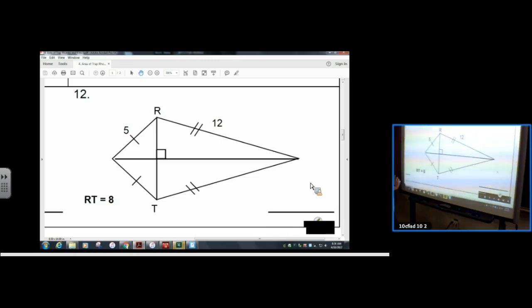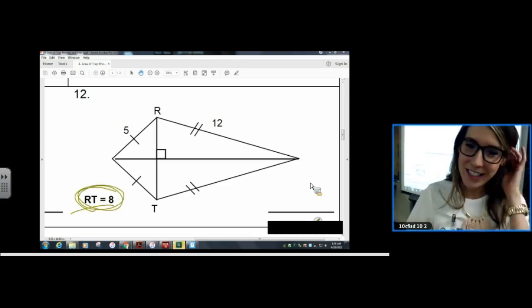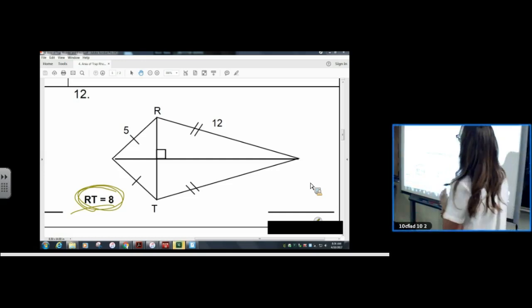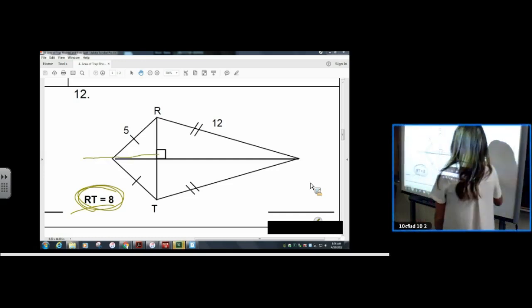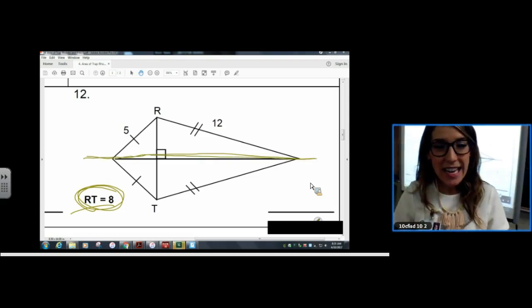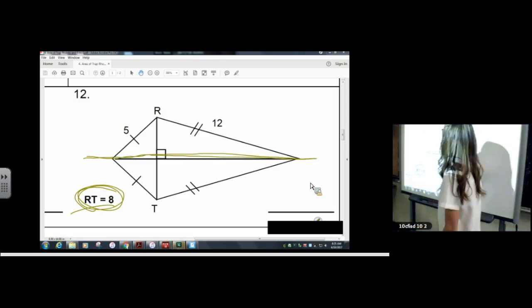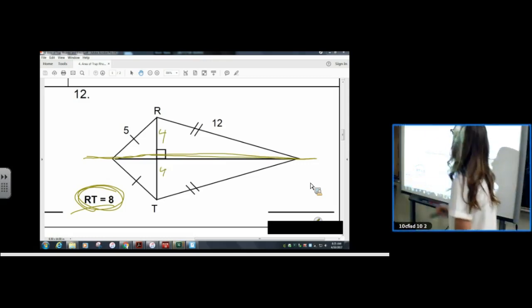Okay, so some people didn't know how to do number 12 because they didn't see this extra information right here. It does give us that segment RT is 8. We know in a kite that one of the diagonals is called a diagonal of symmetry, and it cuts the kite in half symmetrically. So instead of writing 8, I'm going to write 4 and 4.